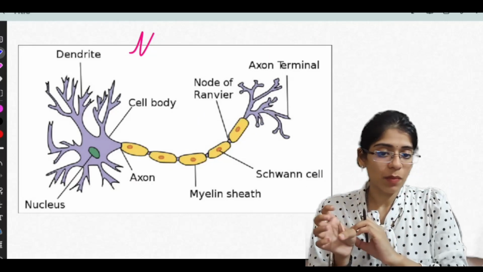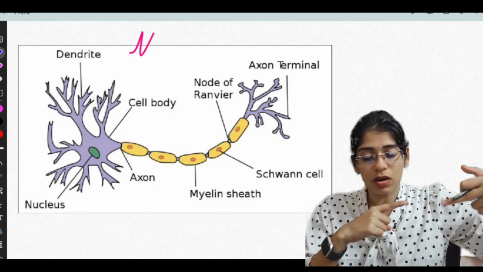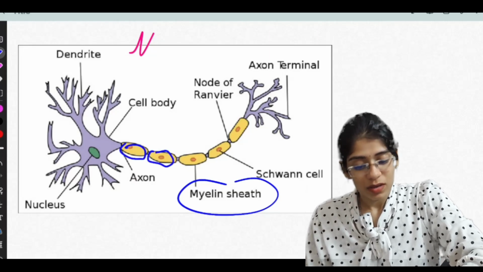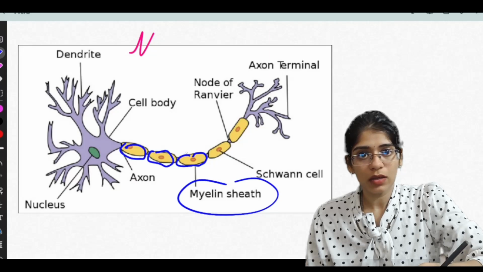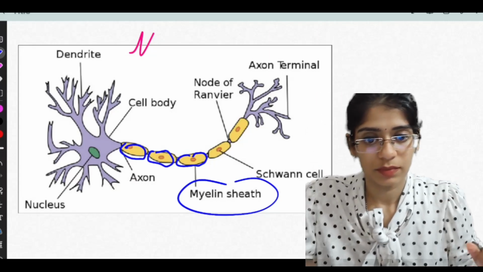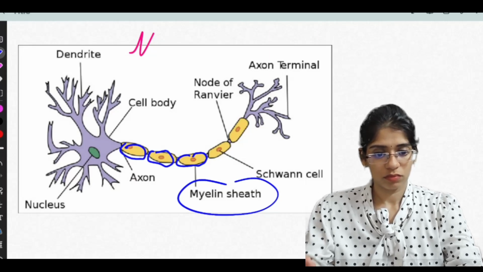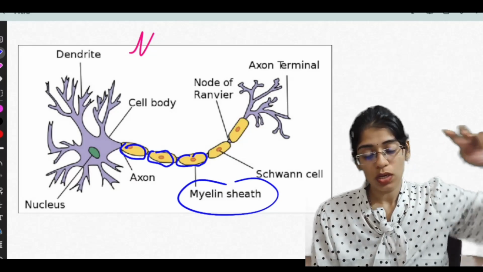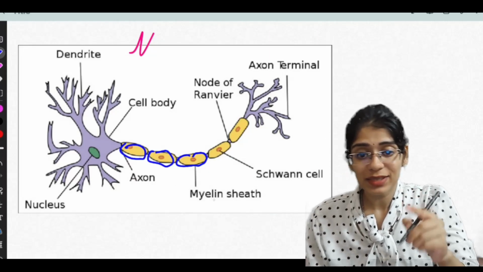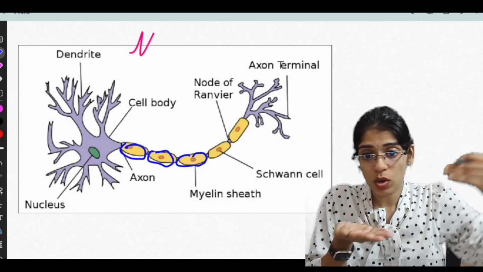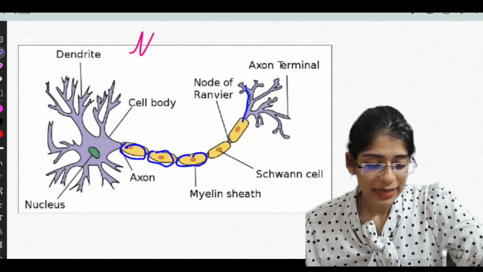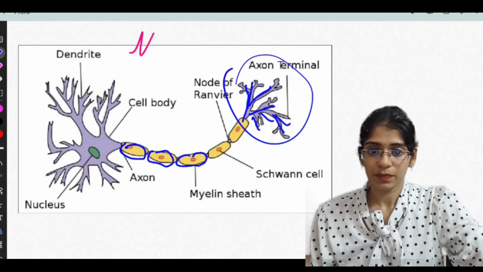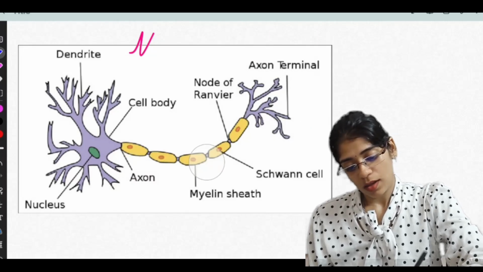Now, in some neurons, the axon gets covered by a covering called the myelin sheath. You can see these yellow colored cells that surround the axon. They form the myelin sheath. So the axon is covered by a layer called what, guys? Myelin sheath. And then at last you can see this axon terminal.